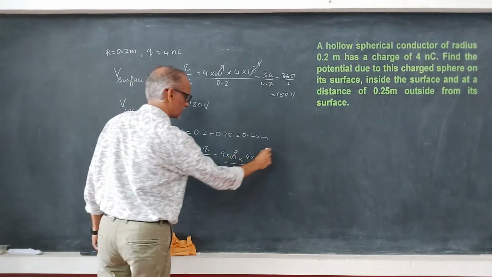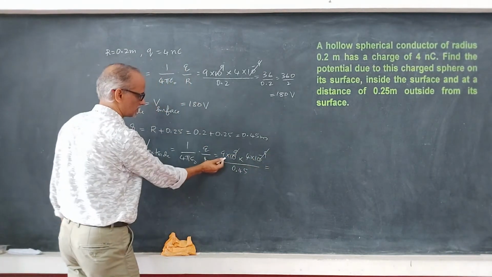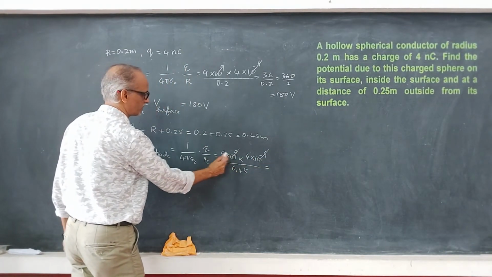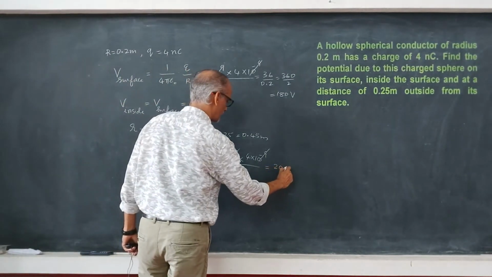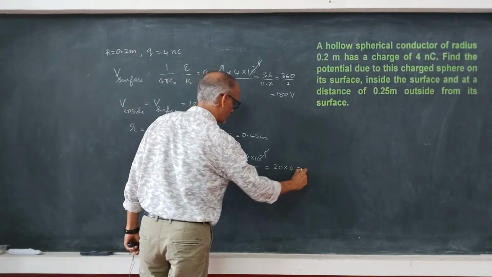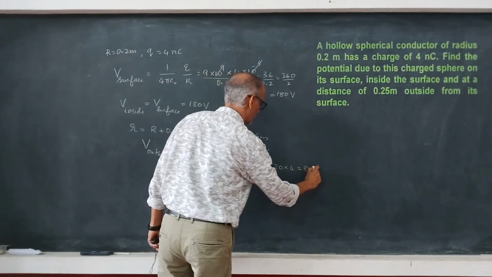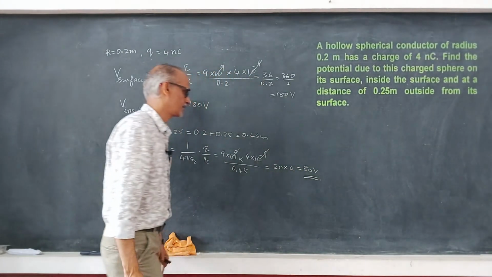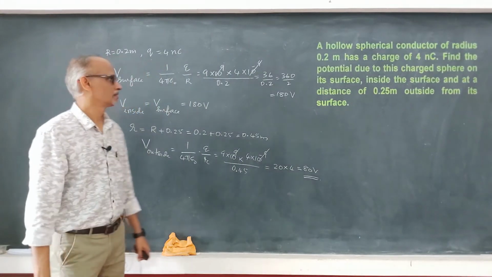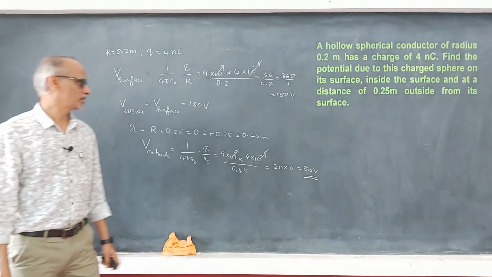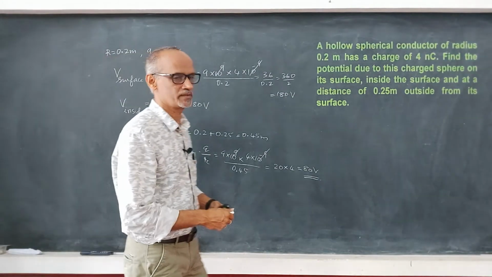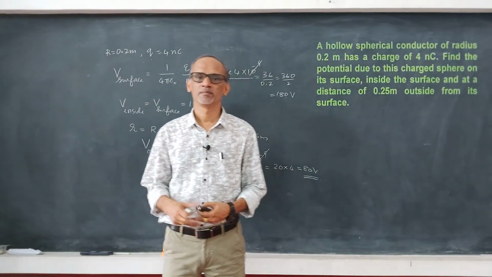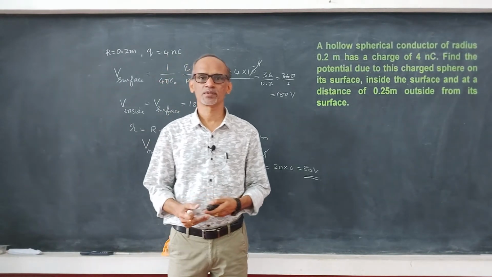So, this power will get cancelled here. This 9 by 4.5 is 2. So, therefore, 9 by 0.45 is nothing but 20. 20 into 4 here, which is 80 volt is the answer. So, hope you have again understood the numericals and all the formulas based on which these problems can be solved.